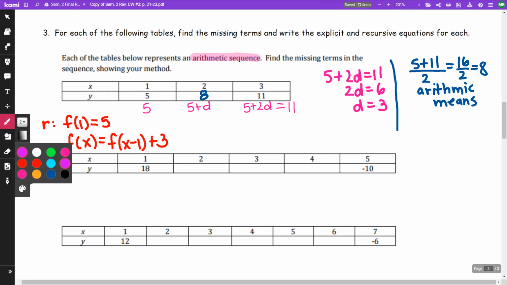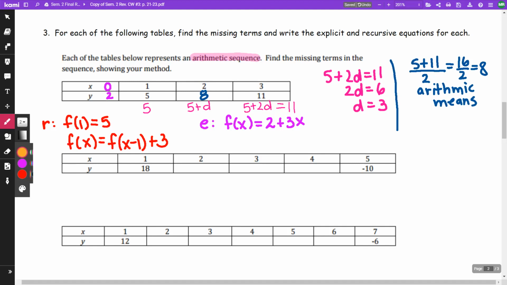Our explicit equation, I'll put an E, is going to be f of x is equal to. Now, one way is to go back and find our 0. So if I go back and find our 0 and we're adding 3, going backwards, I'm going to subtract 3, so I'm going to get a 2. So I'm going to start with 2. I'm going to add 3 x times.